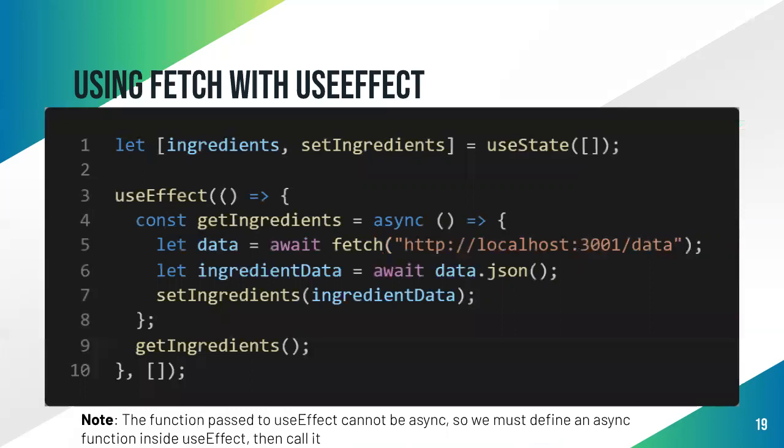And then using fetch with useEffect, this is how we end up using it. We can see two different hooks here. We see the useState hook at the top, where we define things like ingredients and setIngredients. And then inside of our useEffect hook, this code is going to be run whenever the page is being accessed.